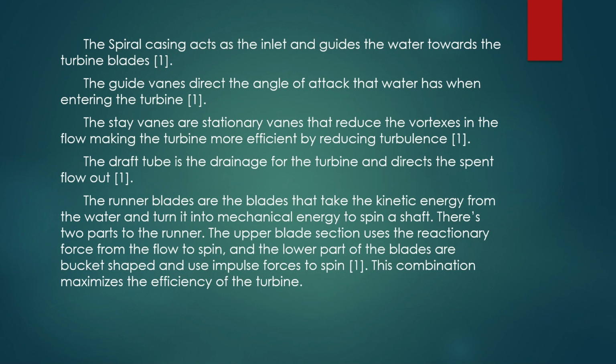The runner blades are the blades that take the kinetic energy from the water and turn it into mechanical energy to spin a shaft. There's two parts of the runner. The upper blade is the reactionary part. It catches the kinetic energy, while the lower part is more bucket shaped like a Pelton turbine, so that it can use impulse force by taking impulses of the water. So it's good for if there's high head and low flow rate, that it can still maintain high efficiency, versus if it was high flow rate, low head, then the top part of the blade would generate more power.